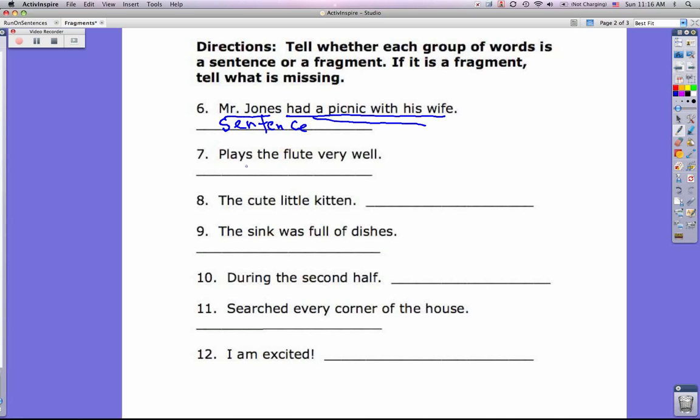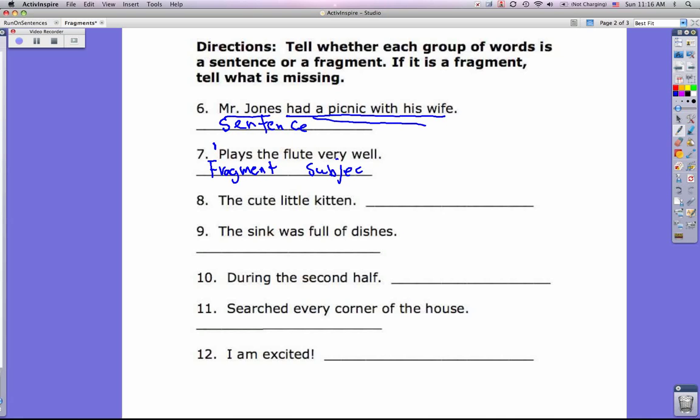Plays the flute very well. This one is not a complete sentence because we don't know who's playing the flute. We're missing something right in there. So you would write fragment, and you'd say we're missing the subject.